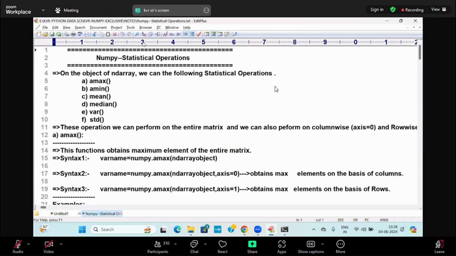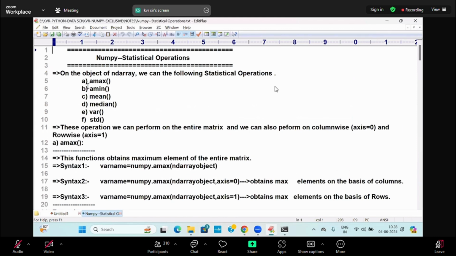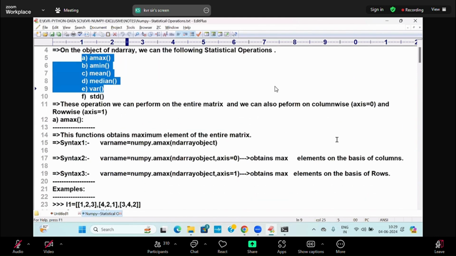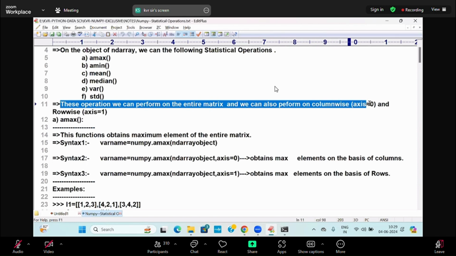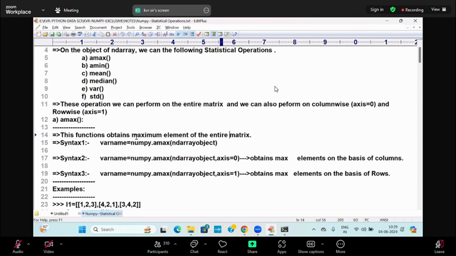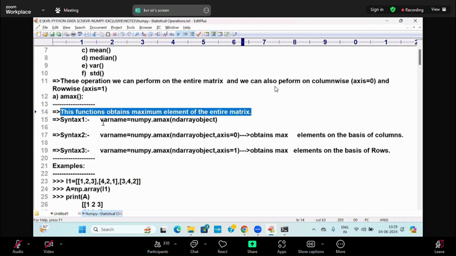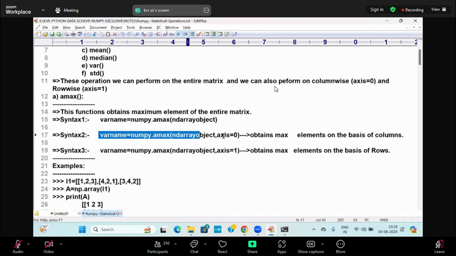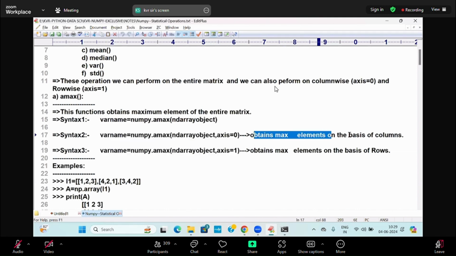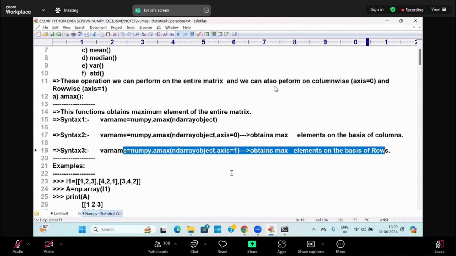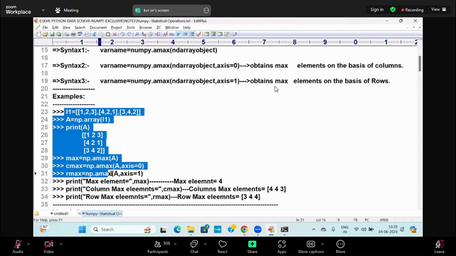Here I'm having a small example, this is the one I'm telling you. Amax, amin, max and everything. You see here, these operations we can perform on the entire matrix. We can also perform them column wise and row wise. Amax obtains the maximum element. Syntax number 1, syntax number 2 with axis, syntax number 3 with axis. Obtain max elements on the basis of columns. Obtain max elements on the basis of rows. And I gave some examples also here.